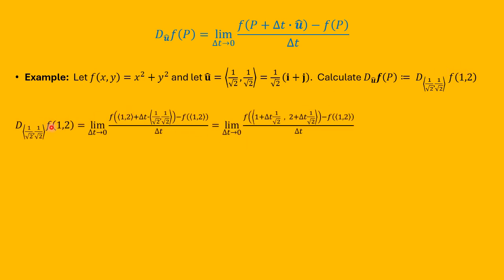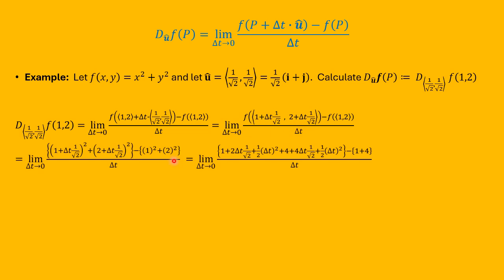So, looking at this, by our definition, this is going to be the limit as delta t goes to 0 of f of the point (1, 2), written as a vector in this case, a position vector, plus delta t times the unit vector, scalar times the vector here, minus f of (1, 2), divided by delta t. So if we add these two-dimensional vectors together, it is equal to this vector here. And so we're taking the limit as delta t goes to 0 of this minus this divided by delta t. So let's see what happens.